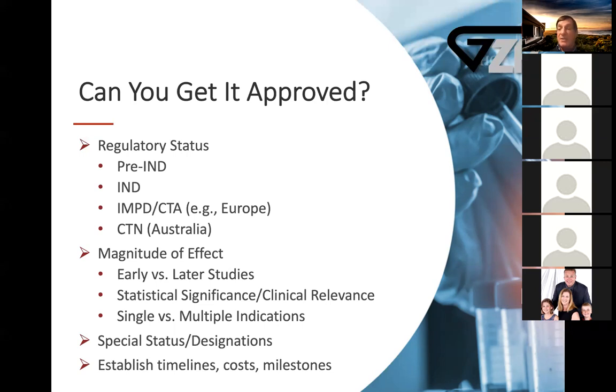Single versus multiple indications. Do you have a receptor targeting monoclonal that can be used to treat more than one indication? That's very important in terms of the value of the IP, the value of the data, the value of your program as a whole. Special status and designations we mentioned earlier. And you need to establish timelines, costs, and realistic milestones.